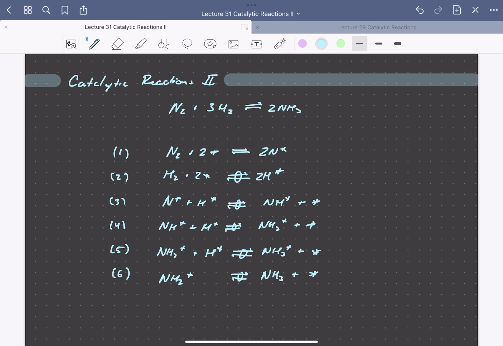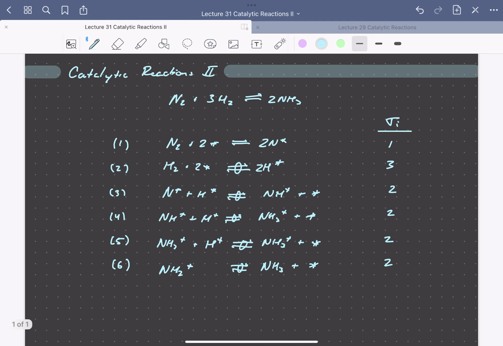So since step 1 involves dissociation of a very strong nitrogen-nitrogen triple bond, let's assume that this is our sole rate determining step and that all the other steps are quasi-equilibrated. So we can write the stoichiometric numbers for each one of these steps. So essentially to complete one catalytic cycle, how many times each step has to occur. So for step 1, it's just once to form our 2 adsorbed nitrogen atoms. Step 2 will need to occur 3 times, and then all other steps will need to occur twice.